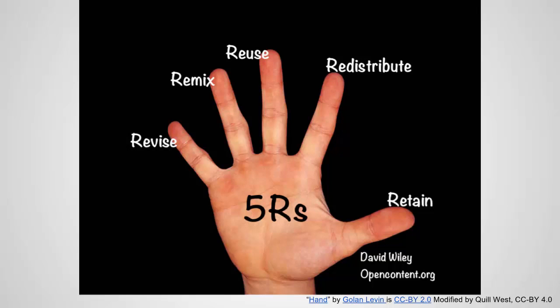Open educational resources are course materials that are freely available and openly licensed so that faculty can do the 5 R's: revise, remix, reuse, redistribute, and retain. You can download the material, tailor it to your course, save a copy locally, and share it back out with attribution. Open educational resources help reduce textbook costs for students.